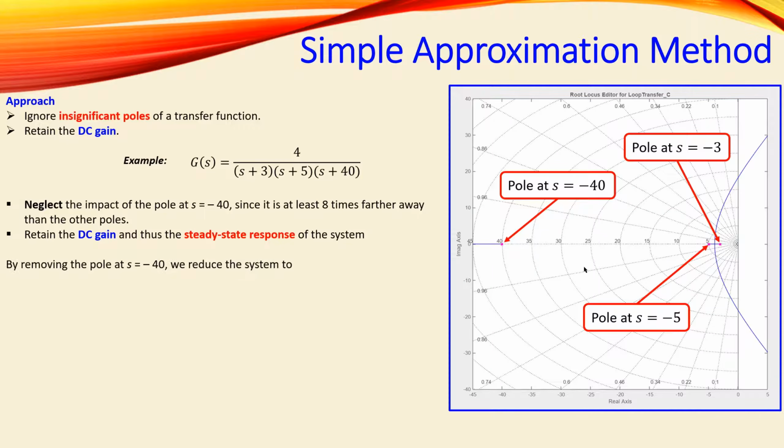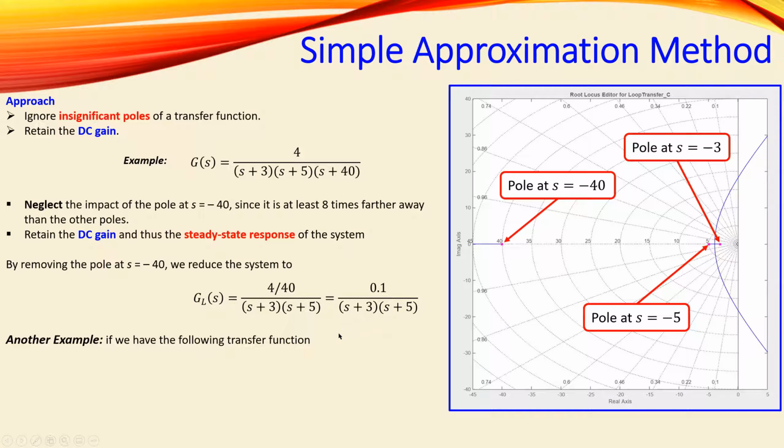So by removing or by actually deleting this pole at -40, we need to of course have a reduced system, which will be then this system. So in order to retain also the DC gain, we divide actually the numerator by this 40, so you will actually have 4/40, and you will remove your pole at -40, so you will actually remove this third term in the denominator. So you will have actually this expression, which is then the reduced form. And that is just a very simple approximation method, and that is actually the final result.